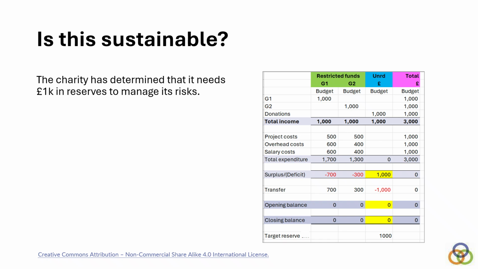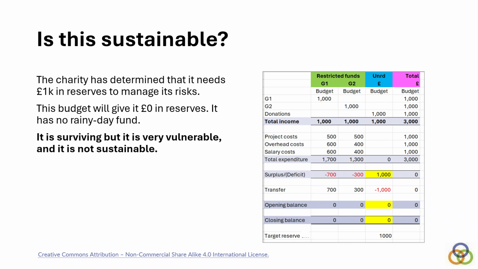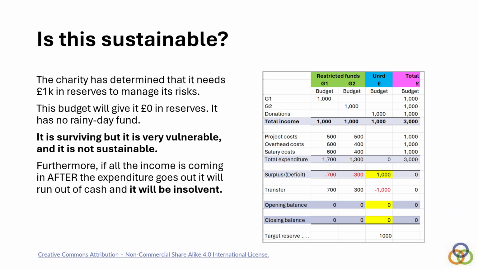And so I would argue, in this charity that has determined it needs, say, 1,000 in reserves to manage its risk, this budget is going to deliver reserves of 0. Reserves only come out of this unrestricted column, and we'll look at that more when we do the reserve session. There is no rainy day fund. And so it's surviving, certainly, but it's very vulnerable and it is not sustainable. And so this vulnerability needs managing.